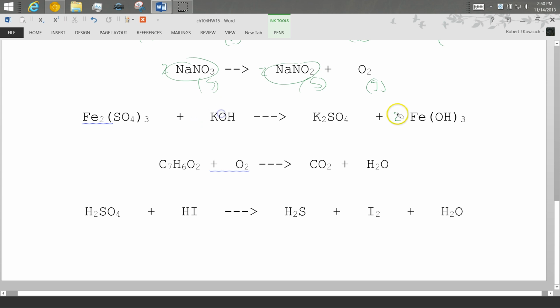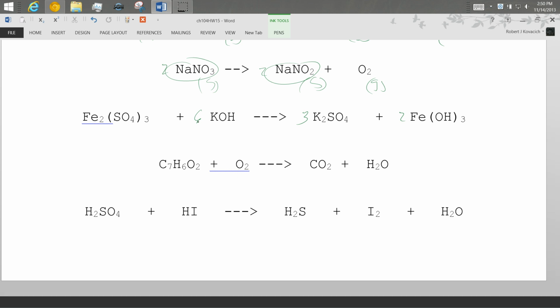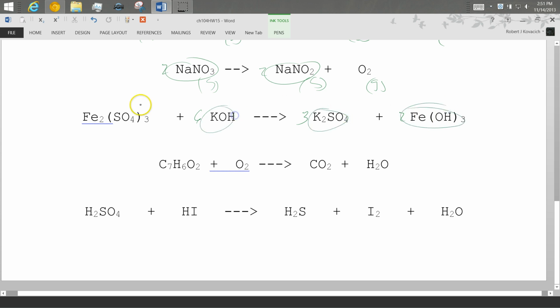Let's start over. There's a sulfate here, right? So there's 3 sulfates here, so let's put 3 sulfates over here. I can leave that 2 in front of the iron. So now I've got 6 potassiums. So to get 6 potassiums, I'll put 6 potassium hydroxides. And that's it, right? Because now I have 6 hydroxides here, and I've got 6 OH groups here as well. They're all ionic compounds. Don't see any water. So we'll go solid with all these guys.